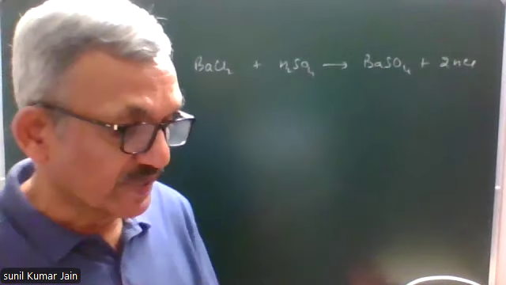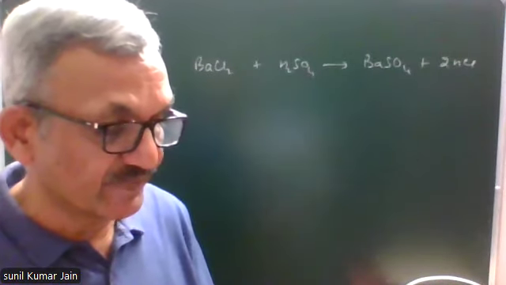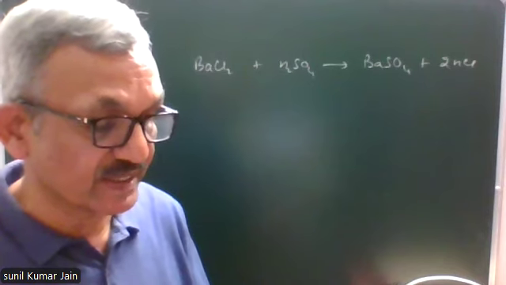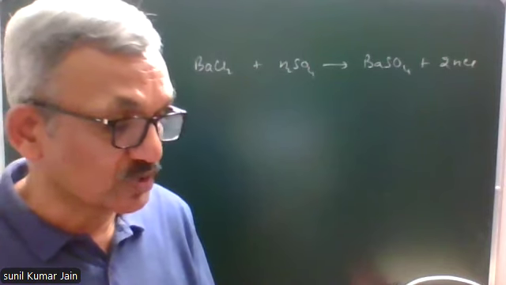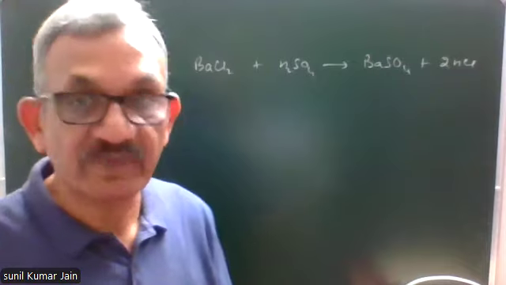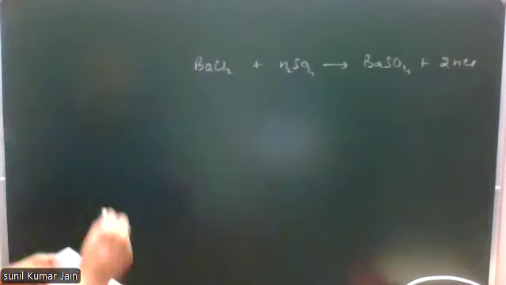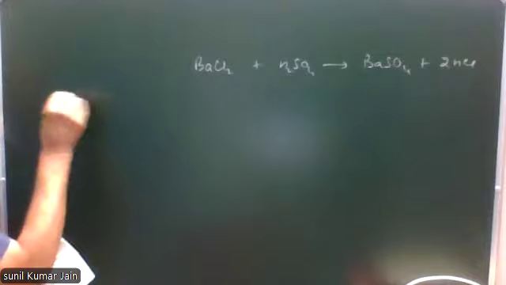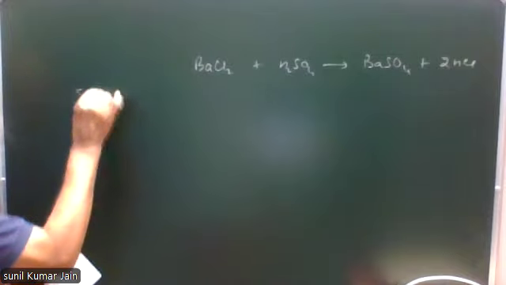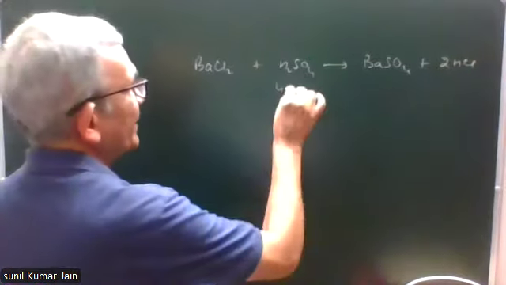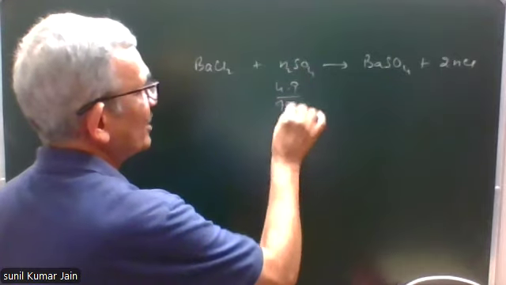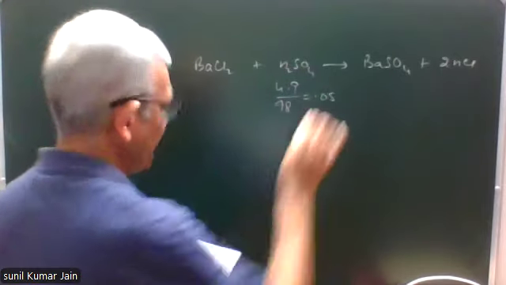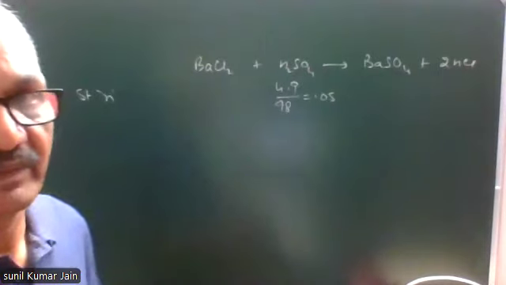Calculate the amount of barium chloride required to react completely with 4.9 grams of sulfuric acid. Also calculate the number of moles of HCl produced. Atomic weights are given. Now, starting with moles, we are given 4.9 grams divided by the molecular weight. This will come out to 0.05 mole, right?